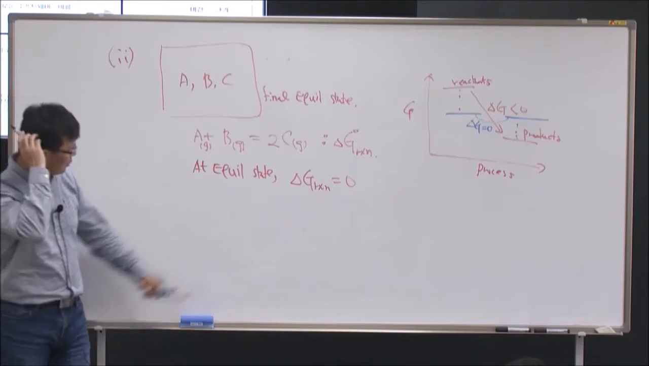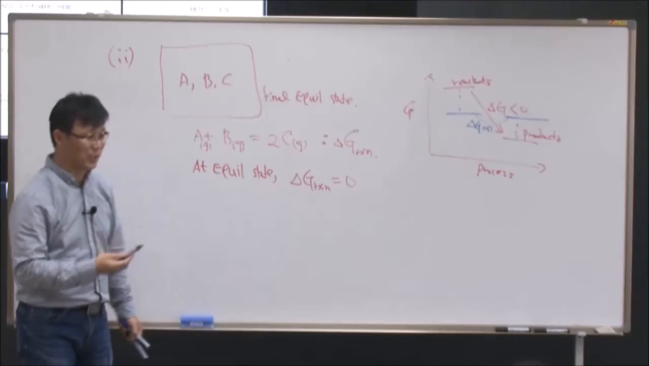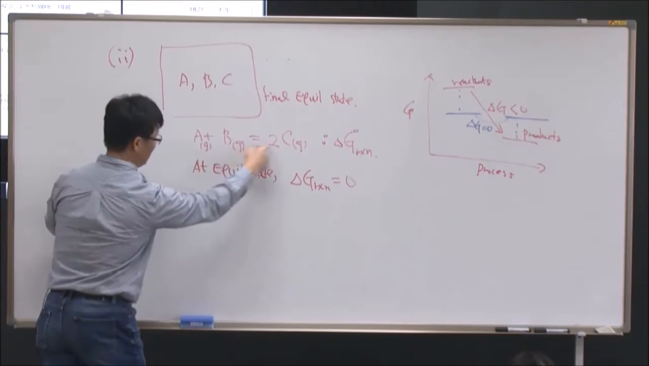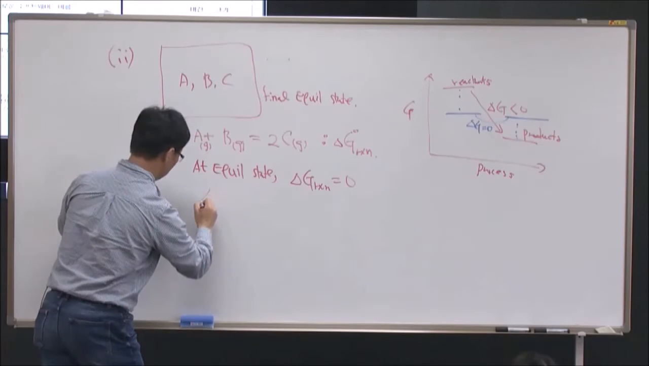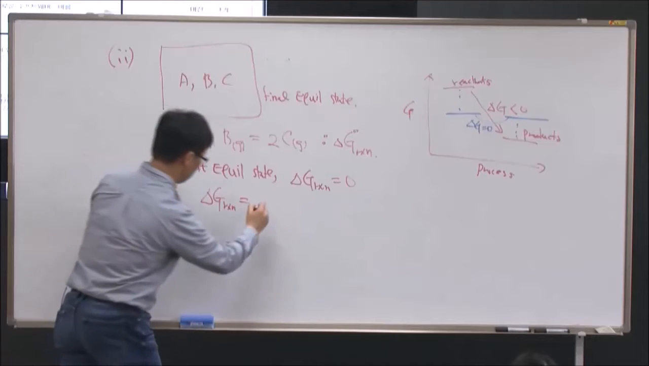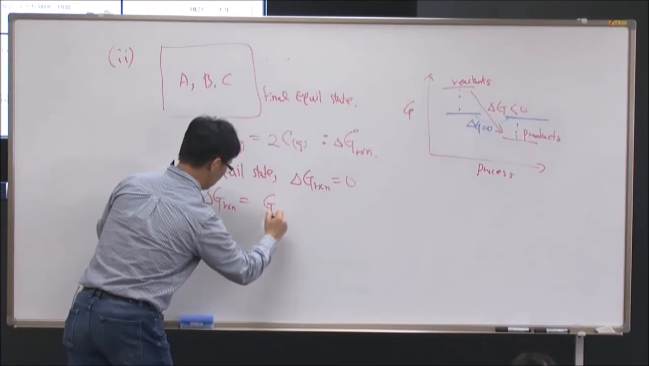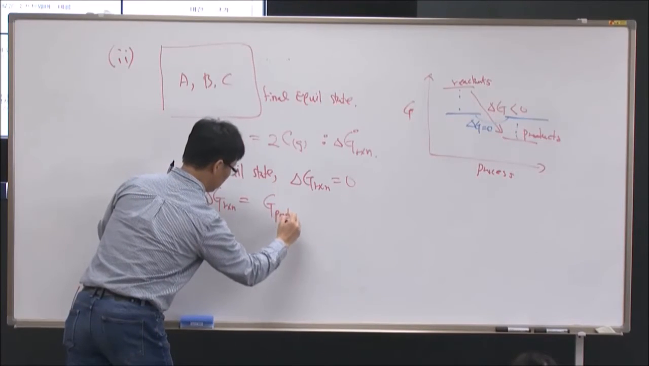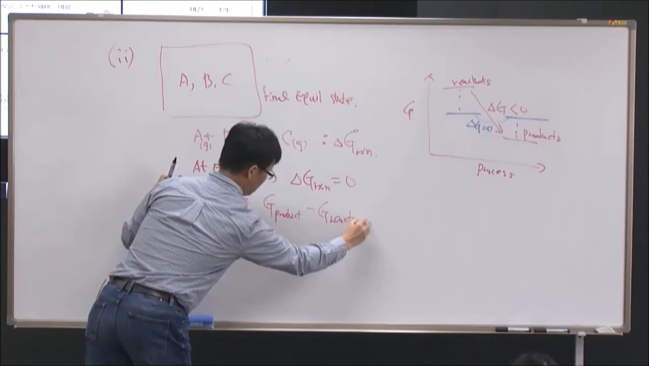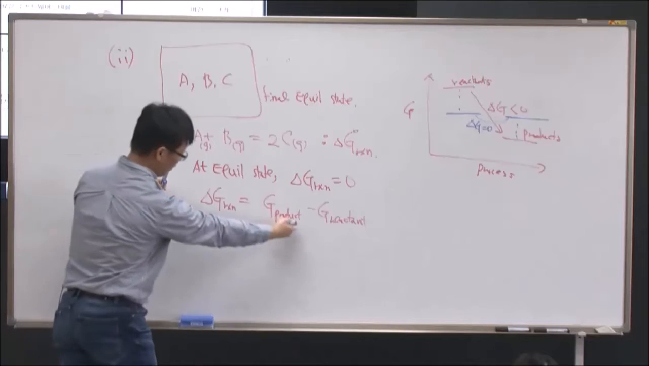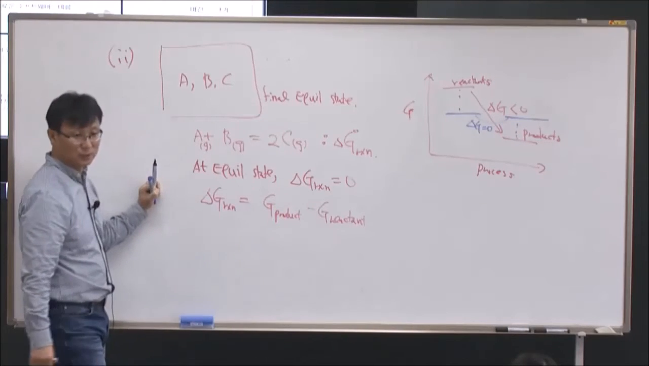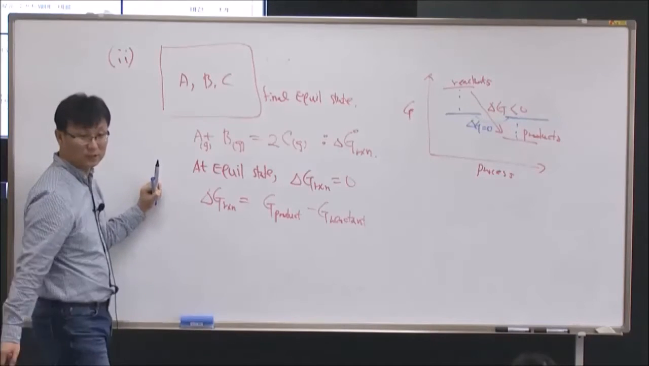Okay? So then how can I actually write down delta G of reaction? When you have A, B, C, this kind of chemical reaction, delta G of reaction is basically Gibbs energy of the product minus Gibbs energy of the reactant. All the summation of Gibbs energy of the product material and summation of the reactant material. That's the delta G of reaction.